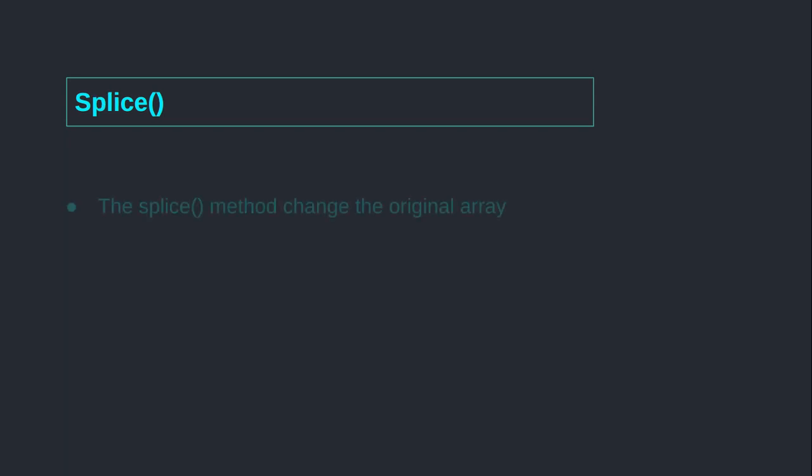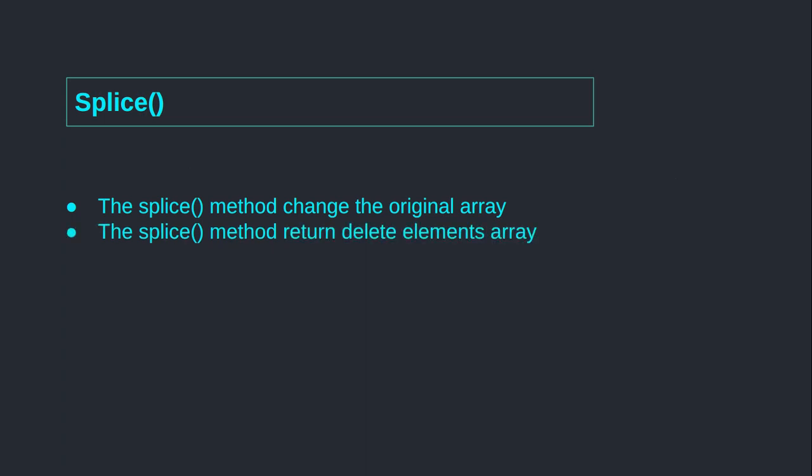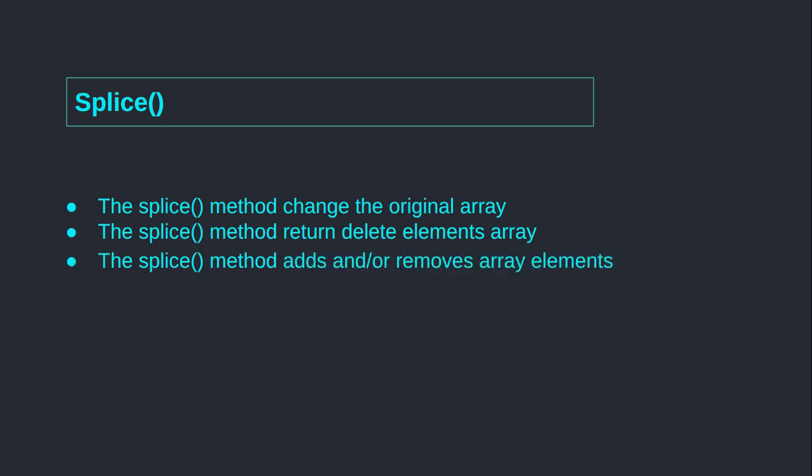About splice, we have seen that the splice method changes the original array, and the splice method returns the deleted array. So the deleted foods, we have taken that array, that is returned as the deleted array. And the splice method adds or removes elements from the array. We can use this same method for adding elements or deleting elements. So these are the few points we have learned today.